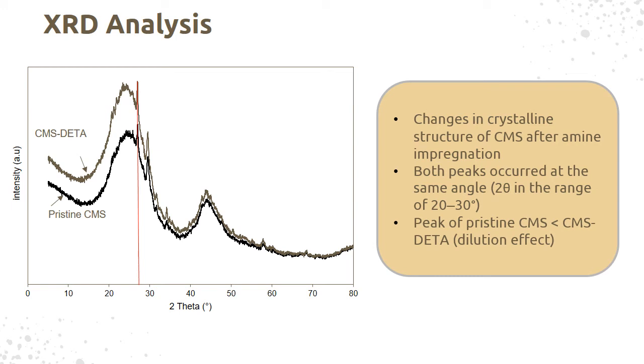In addition, the intensity of the peak was getting higher. This suggests that the dilution of crystallinity occurred by incorporation of amorphous amine, promoting severe disruption in the crystalline structure of CMS.